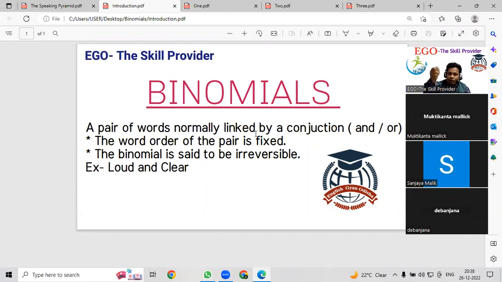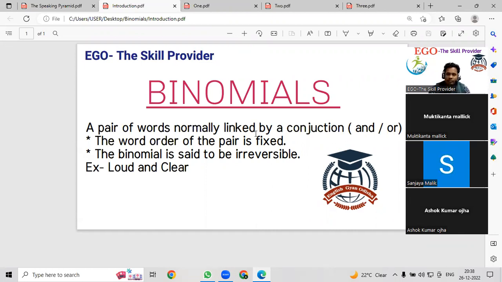Suppose you are saying, you are loud and clear, guys. It's loud and clear. You cannot say, guys, it is clear and loud. I don't think it's going to make any sense to you. That's why the word order of the pair is fixed. The first one and the second one, the binomial is said to be irreversible. It is not reversible. Reversible means you go this way and you can come that way. Whenever I say irreversible, I mean that if you go this way, you are not supposed to come that way. So that is what binomials are.